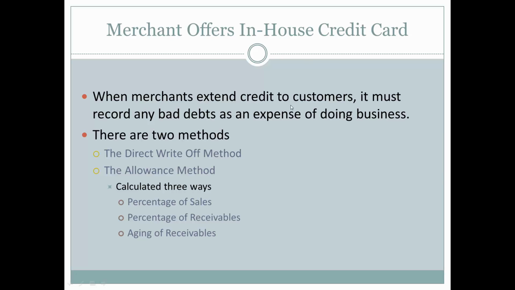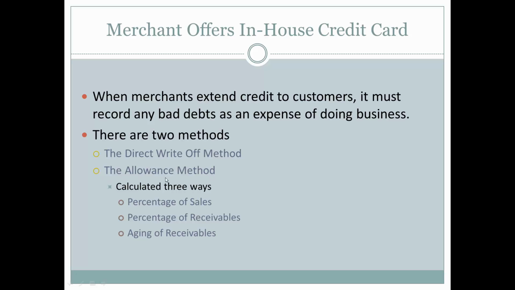When merchants extend credit to customers, they must record any bad debts as an expense of doing business because they aren't going to collect on every receivable that they extend to one of their customers. They have to record the bad debts, the customers that don't pay. There are two methods to do this. The first method is the direct write-off method, and the second method is called the allowance method.